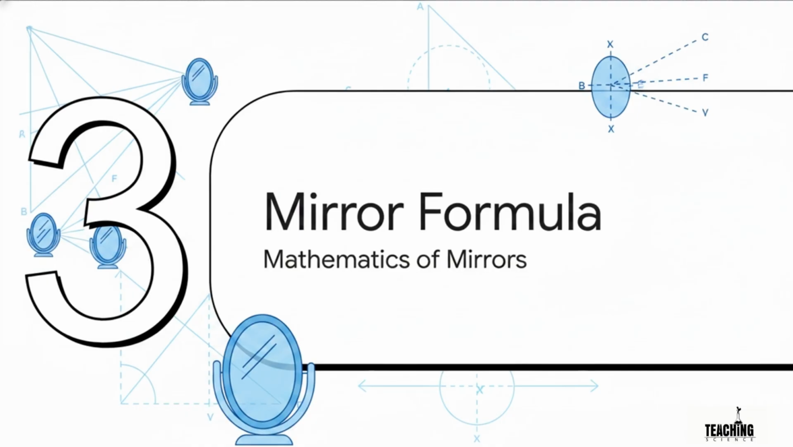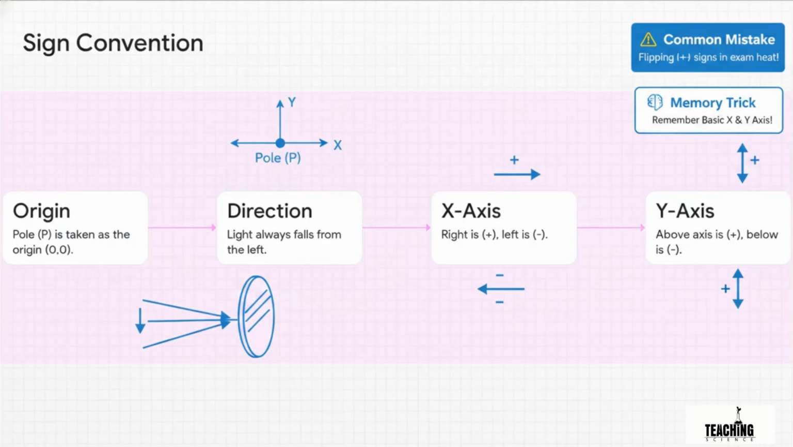Section 3. Mirror Formula and Magnification. The Mathematics of Mirrors. I know numericals can sometimes feel a bit intimidating, but I want to reassure you right now. Solving optics numericals is extremely easy if you just follow one simple logical system. And that system is the new Cartesian sign convention.